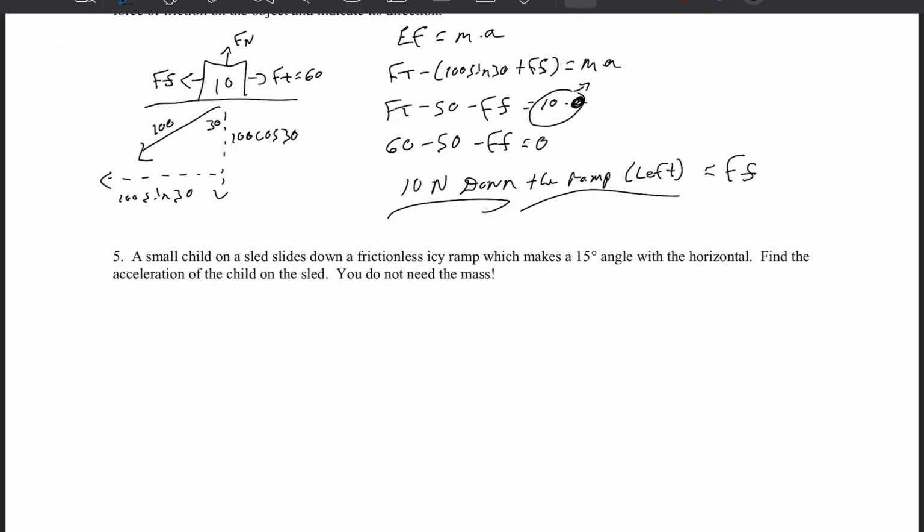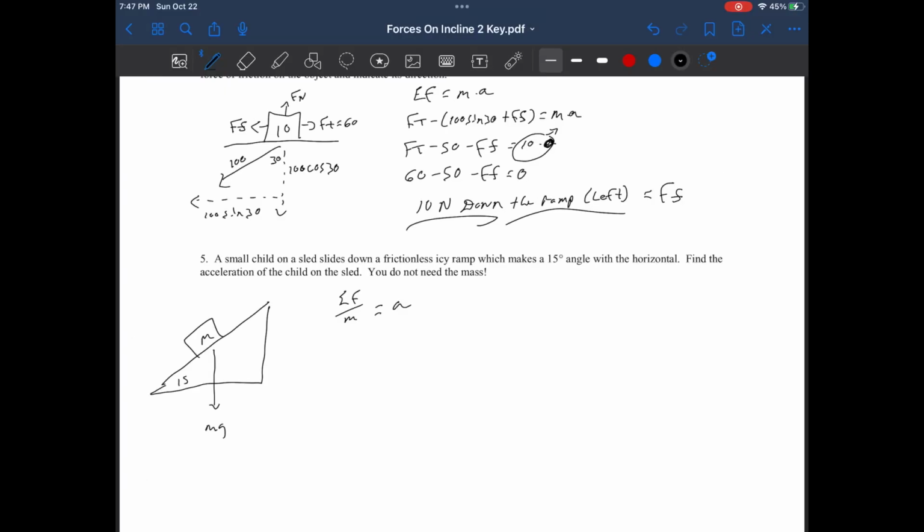The last one, this is one that kind of trips people a little bit because it doesn't give us the mass. A lot of problems are going to not give us the mass, so we need to be very comfortable with this. Put mass in as m and see if you can cancel it out. So you got a small child, mass m, inclined plane 15 degrees. We know gravity goes straight down, but we're going to change our perspective so that we can see things horizontally and vertically. So let's turn that mass clockwise a little bit until it's flat, and we're going to see that we've got a component of gravity that's pulling it to the left, and that's the only force acting on it.